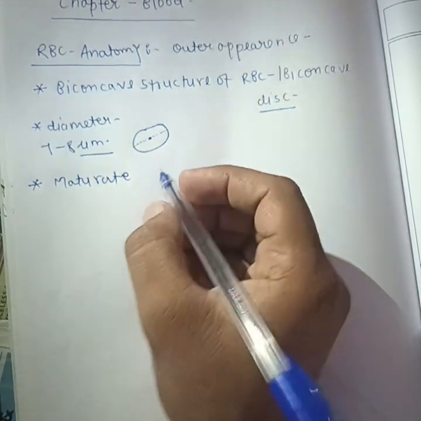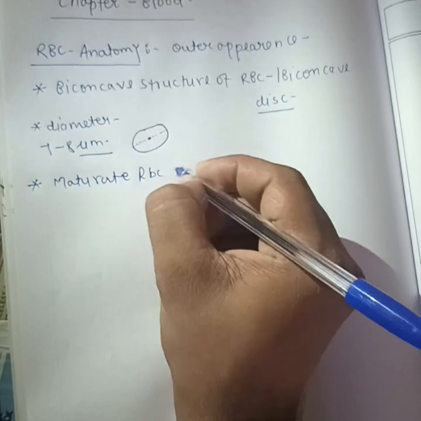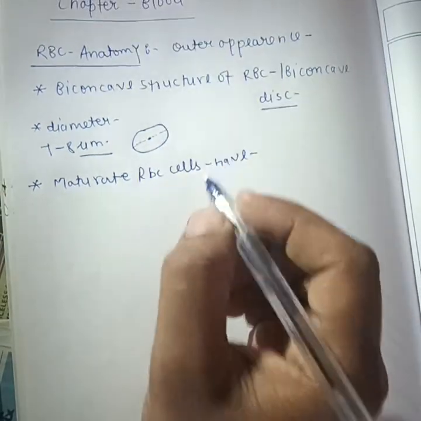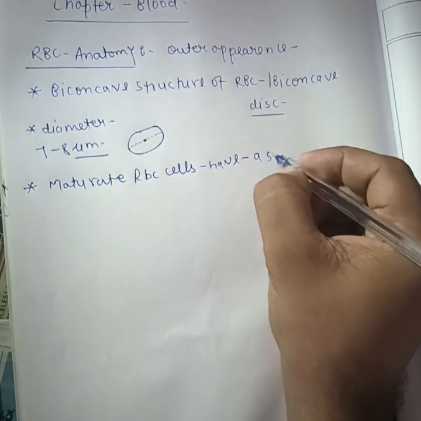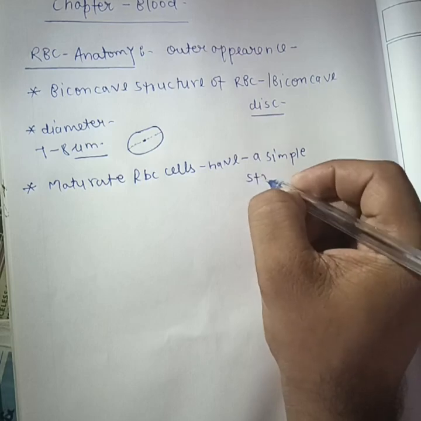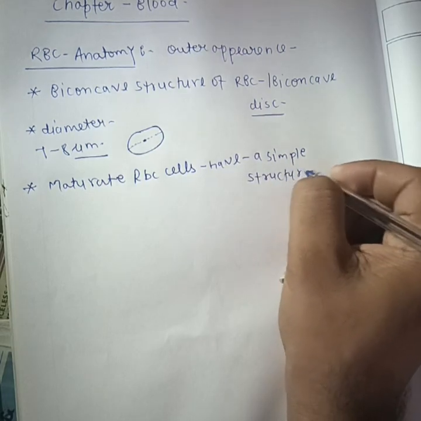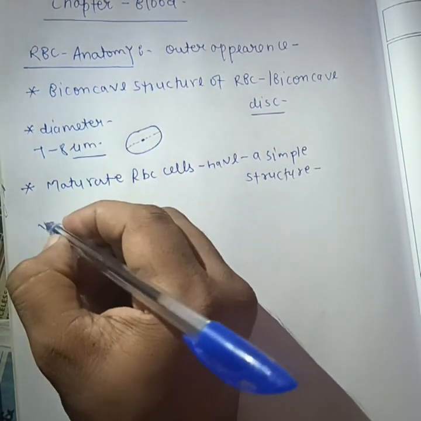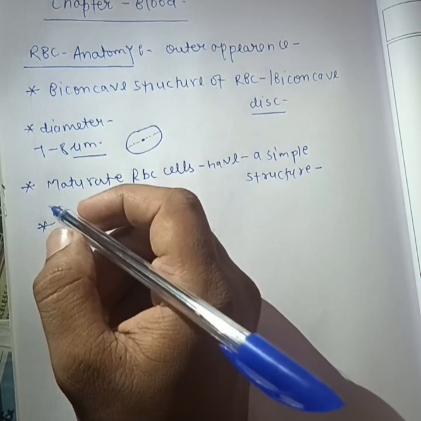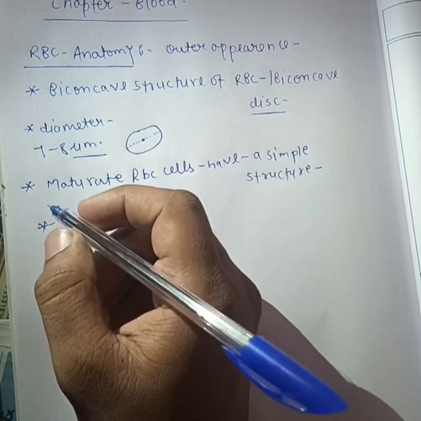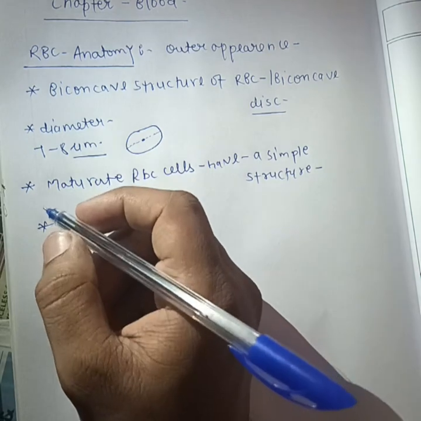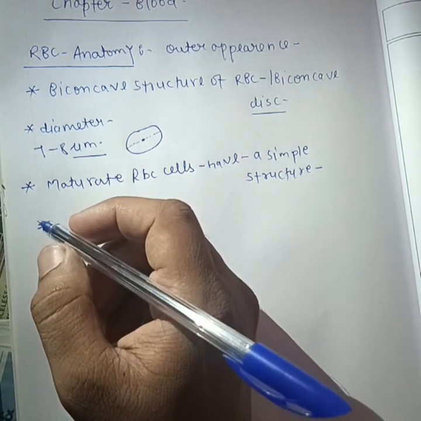The next point is that mature RBC cells have a simple structure. Simple structure means it doesn't have any mitochondria, plastid, or Golgi body complex. It only has its own body surface and plasma membrane.